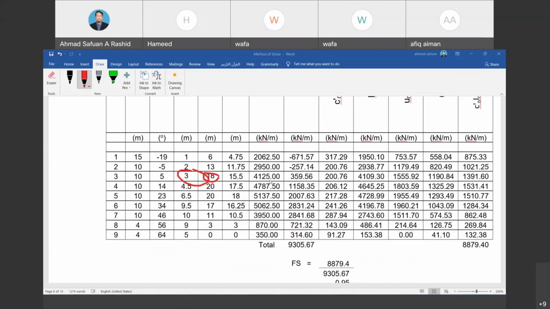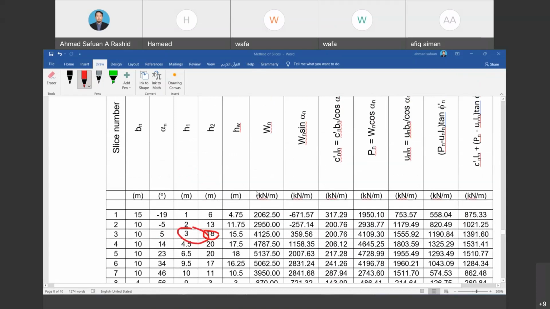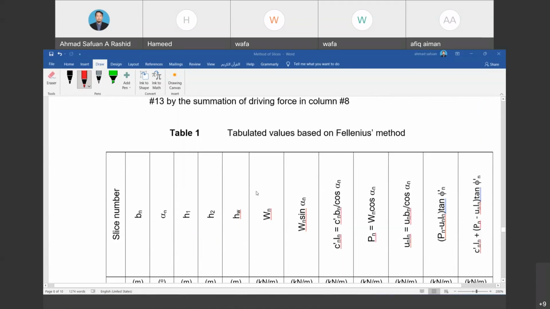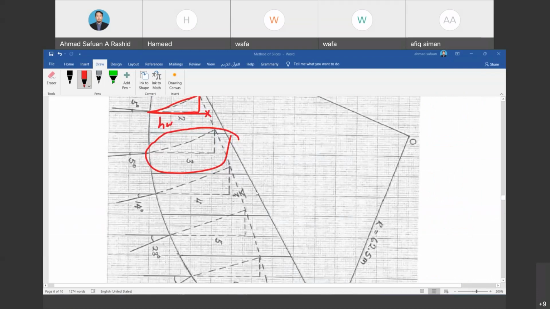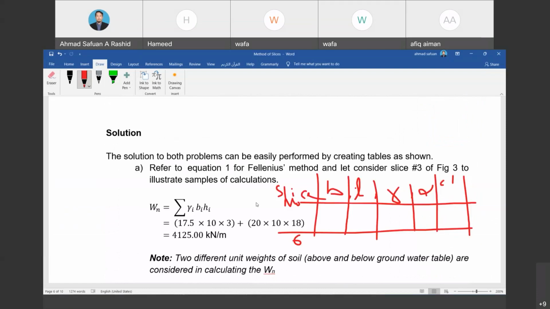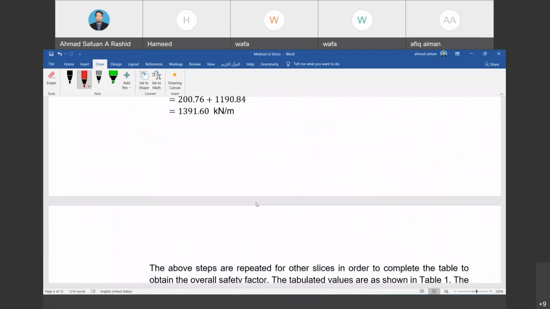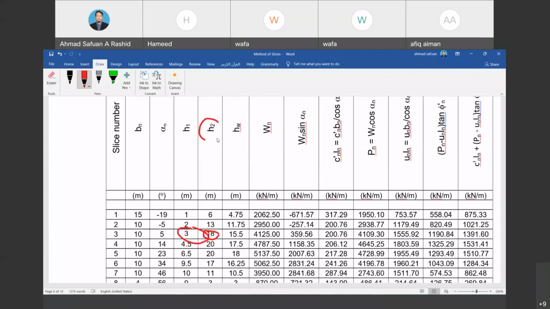Okay, so then that is for the H1, H2. For the HW, the value is equal to 15.5. When we look at the diagram, the HW is less by 3 meters compared to the H2, because the H2 is the second layer of soil.